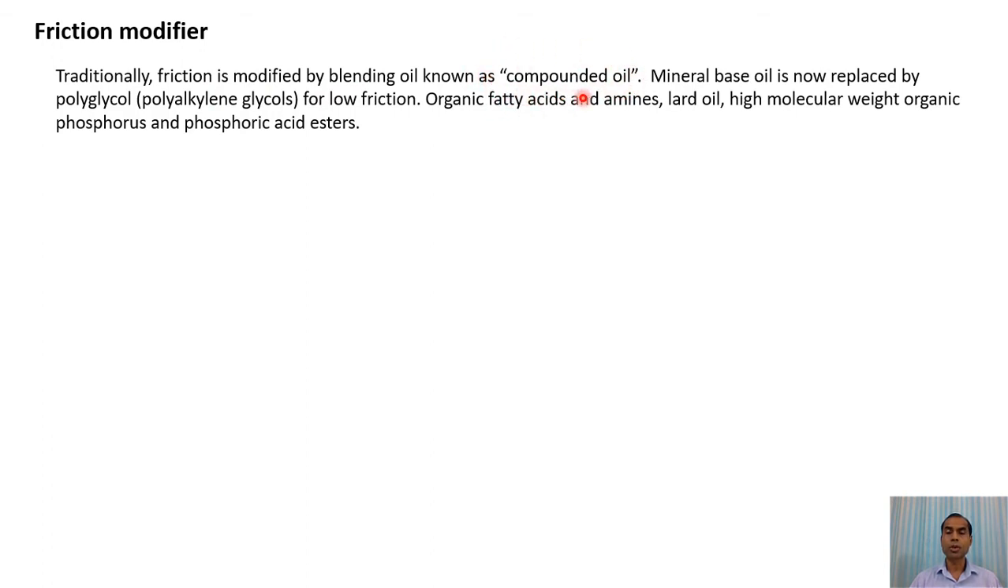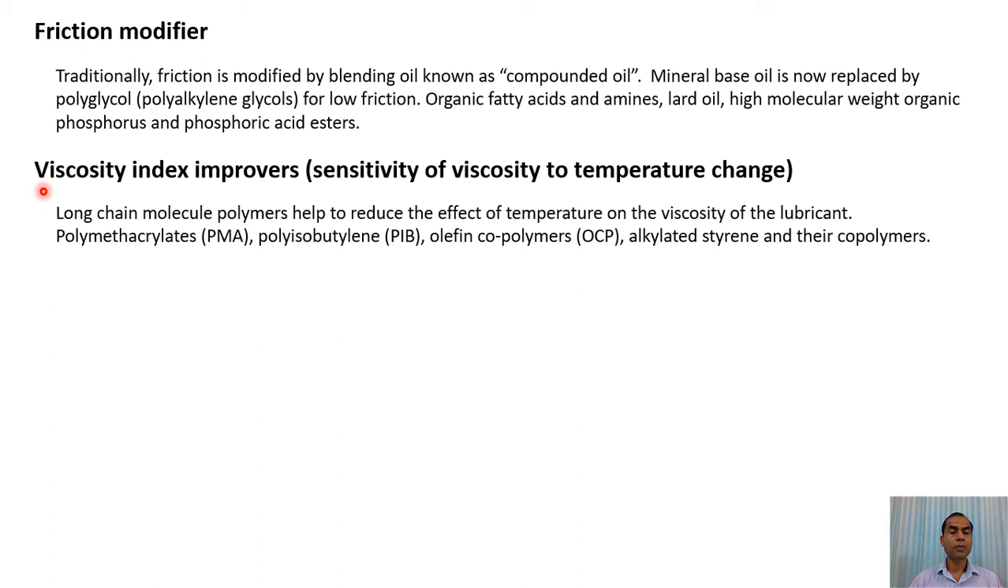So for example, vegetable oils were added into the mineral oil, and this kind of mixture of oils used to provide better friction reduction. Mineral base oil is now replaced by polyglycol for low friction. Organic fatty acids and amines, lard oil, high molecular weight organic phosphorus and phosphoric acid esters are also used as friction modifiers.